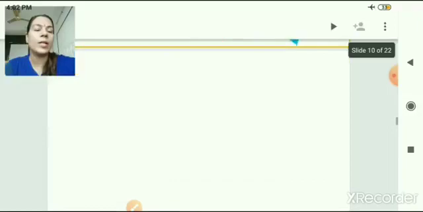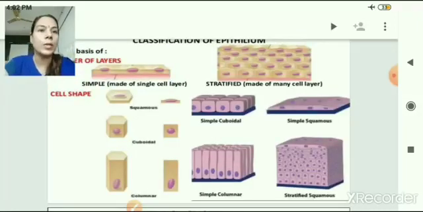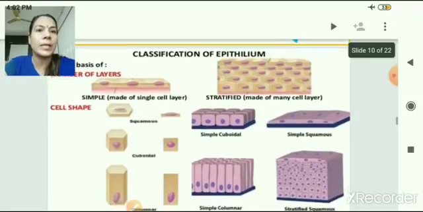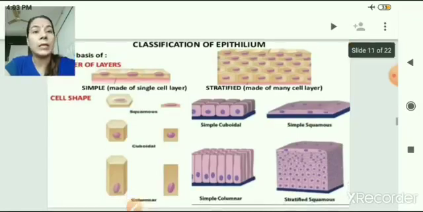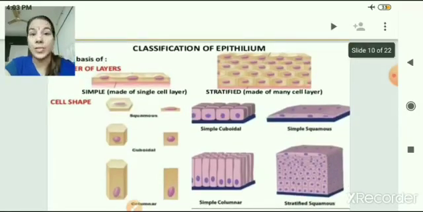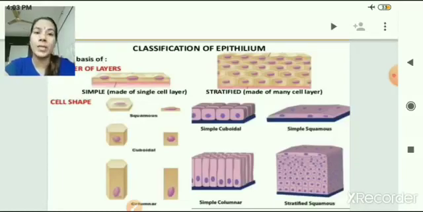Now let us focus here on the classification of epithelium. This classification can be done on various bases. For example, the number of layers can be a basis for classification of epithelium. When a single layer is present, that epithelium will be called simple epithelium. And when so many layers are present, that epithelium will be called stratified epithelium.